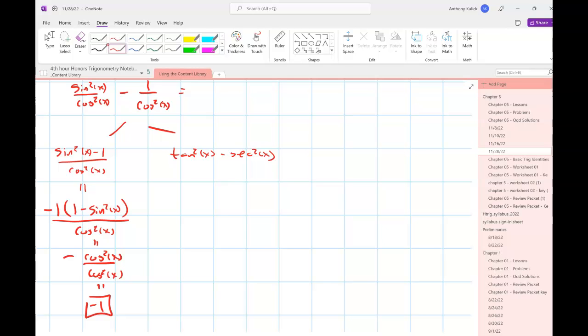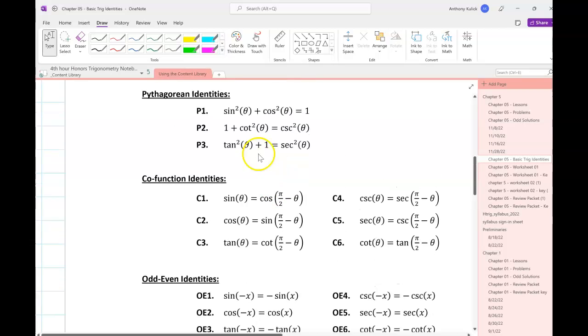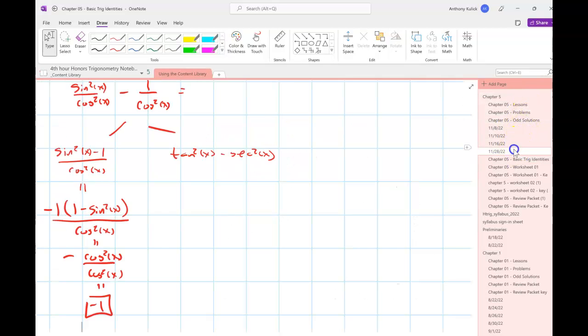All right, Giselle, what did you want to do from here? I got no clue. Okay, that's okay. We have things squared that are being added or subtracted. What set of identities would we want to go look at? Pythagorean. Let's go look at the Pythagoreans and see if there's one that relates tangent and secant. Yeah, P3, secant squared is tangent squared plus 1. Well, let's do that.